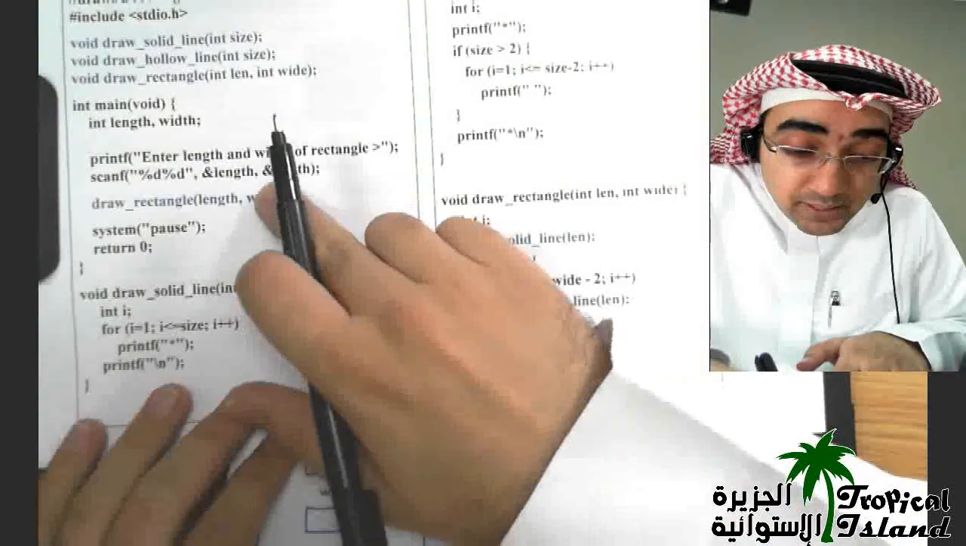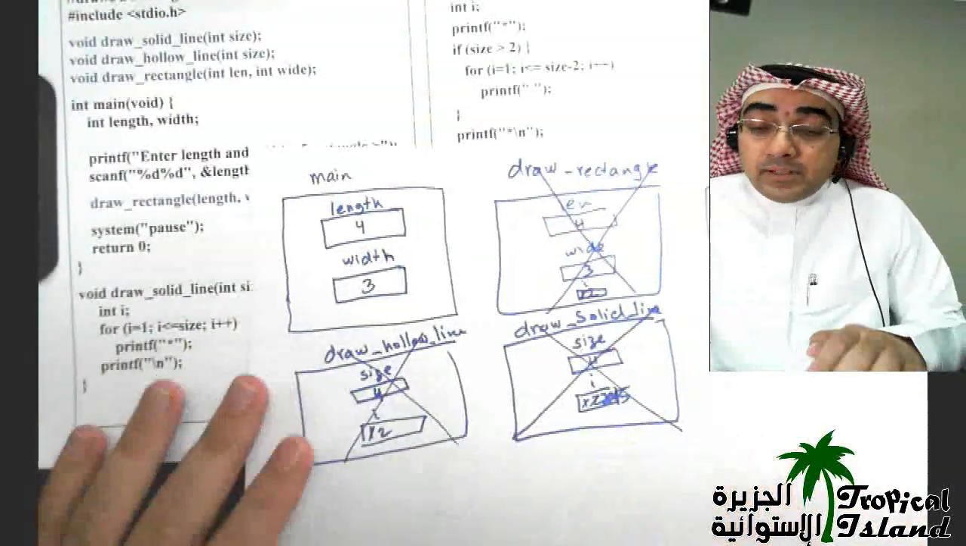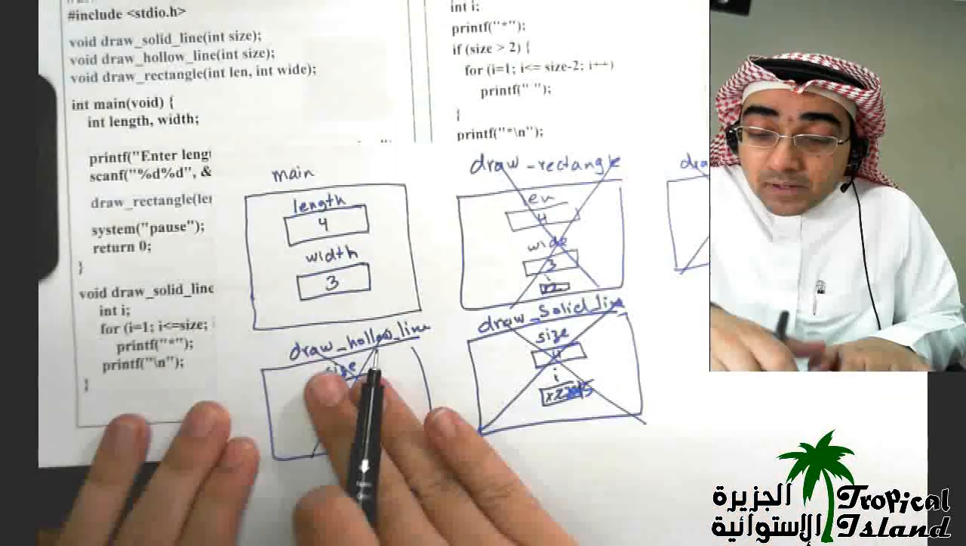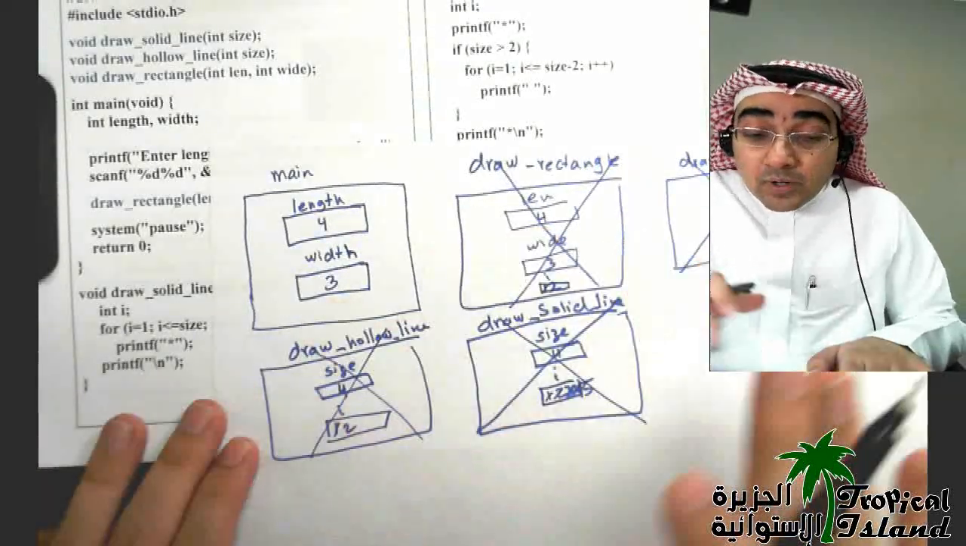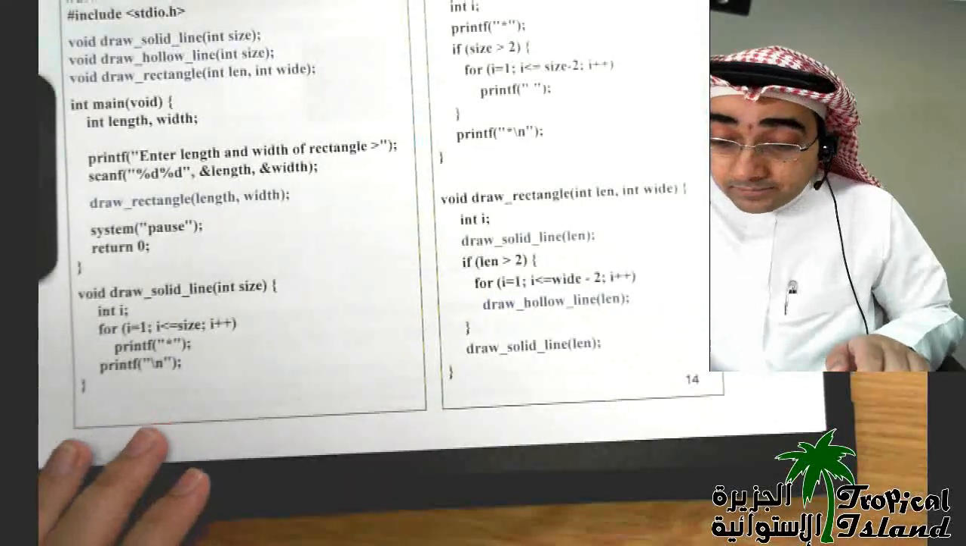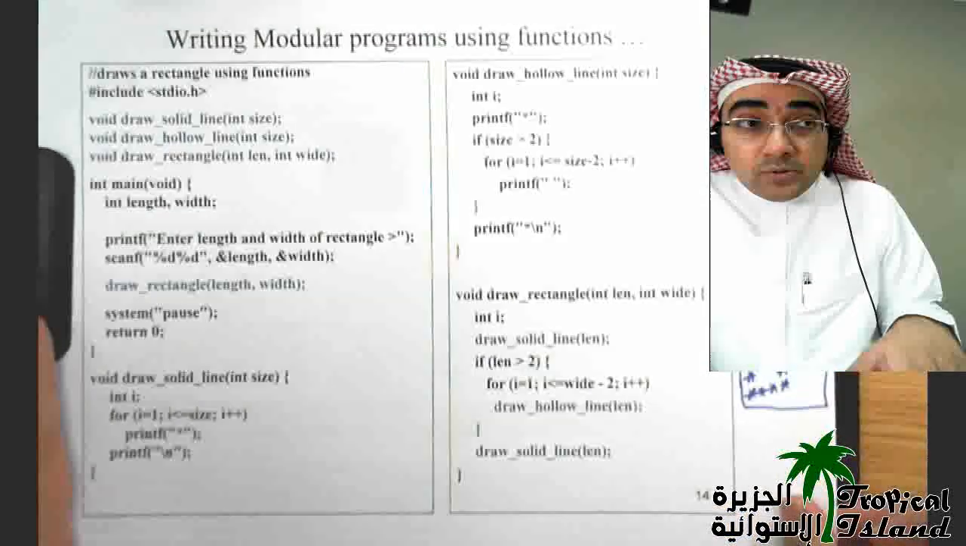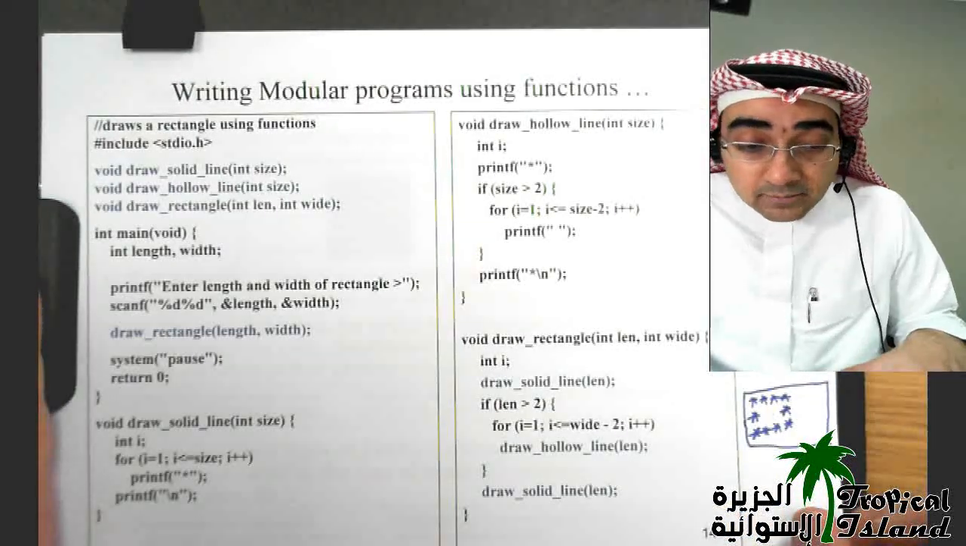Then I have to return back to my main, and I have system pause and return 0, so my main will be deleted. This is to see how the memory extension occurred and how I went from one memory to another to actually do my work. So at the end you will have a box printed for you as a draw rectangle.